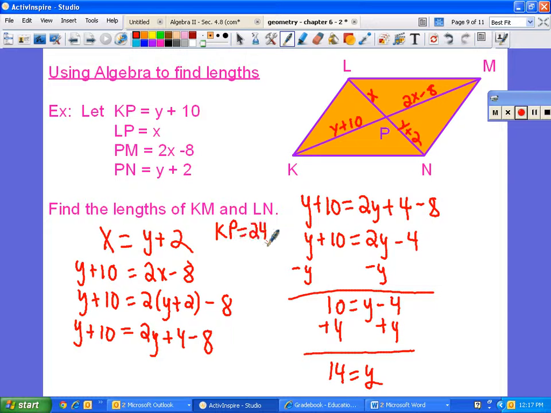What do we then know about PM, Bill? That's right. PM is also 24 because this line segment is congruent to this line segment. So that KP is 24 and PM is 24, which means that KM is how long? 48.